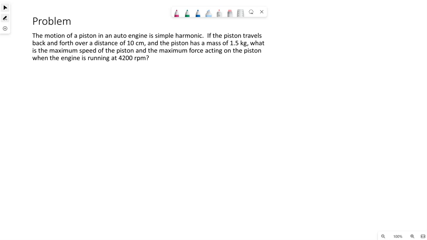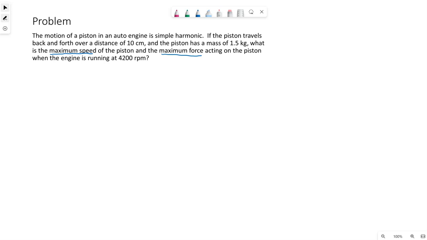We have a sample problem here. The motion of a piston in an auto engine is simple harmonic. If the piston travels back and forth over a distance of 10 centimeters and the piston has a mass of 1.5 kilograms, what is the maximum speed of the piston and the maximum force acting on the piston when the engine is running at 4,200 RPM?